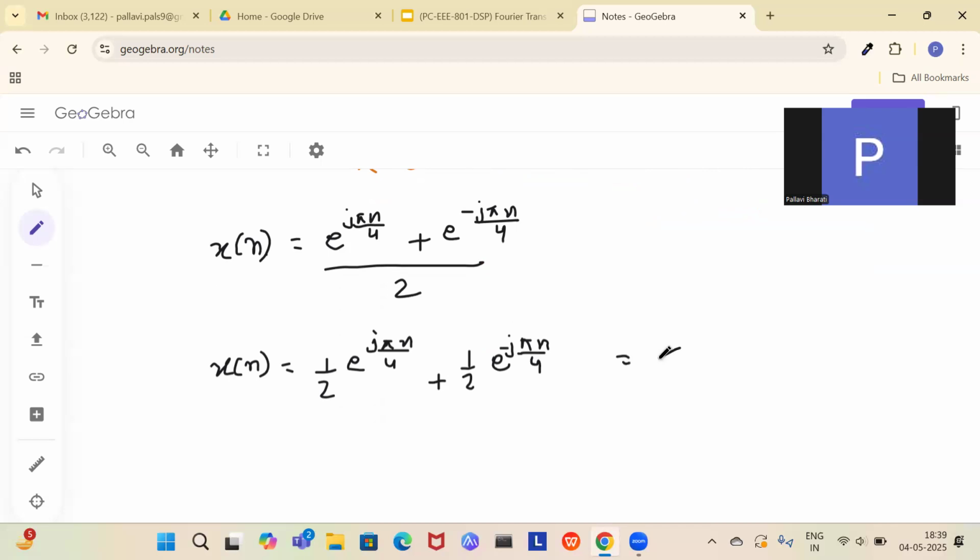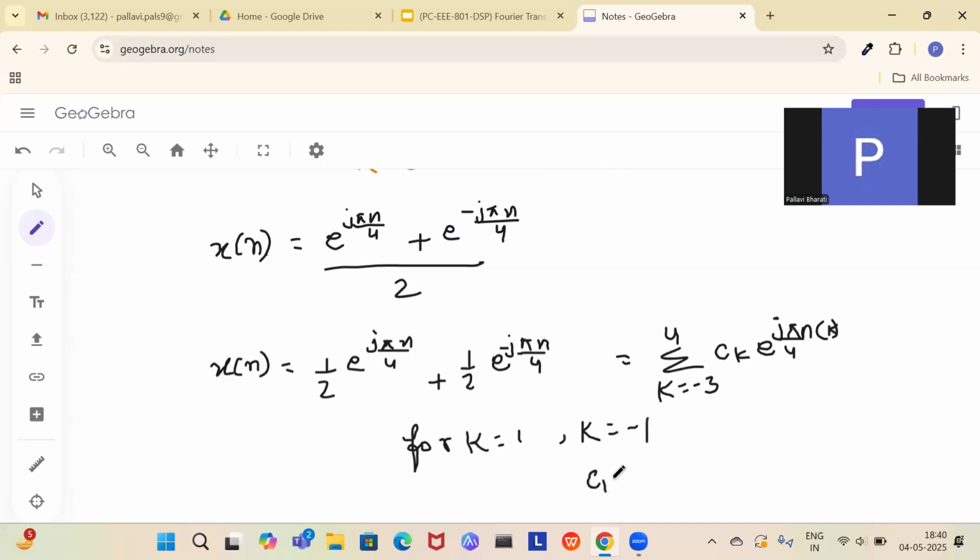If I now write it as the sum over k equals -3 to 4 of c_k e^(jπ/4 n·k), so this is k basically. So for k equals 1 and k equals -1, this c_k is playing the same role as half here. So c_k equals half.